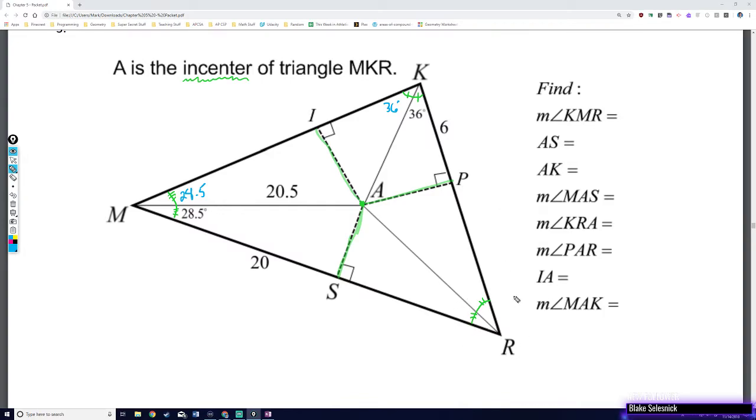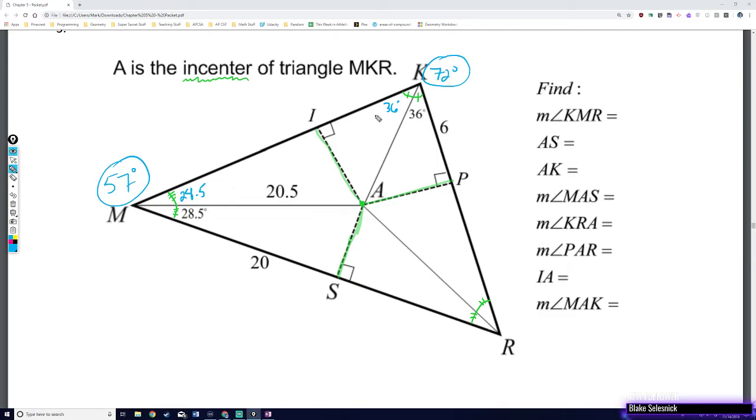Then I can continue through with stuff, like I can find this angle down here. It eventually asks me for different angles. I know that this triangle MKR adds up to 180. So if this is 36 and 36, then that's going to be 72 degrees, the whole angle, I should say. And this 28.5 plus 28.5 is going to be 57. Check me on that. I just double it.